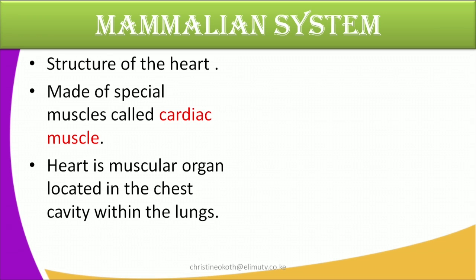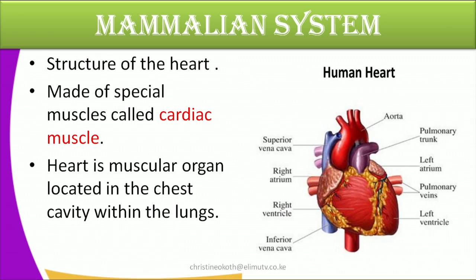So you've looked at the structure of the sheep's heart. The first thing you've noticed is that this is a structure made of very special muscles we call the cardiac muscle. If you look at our structure, that's the structure of the heart, the same as you've seen in that video. So the heart, we say it is a muscular organ which is located in the chest cavity within the lungs. The size of a closed fist is the same as the size of a human heart.